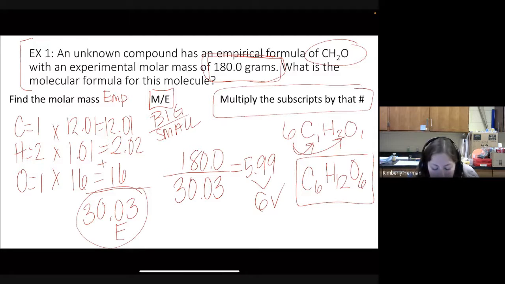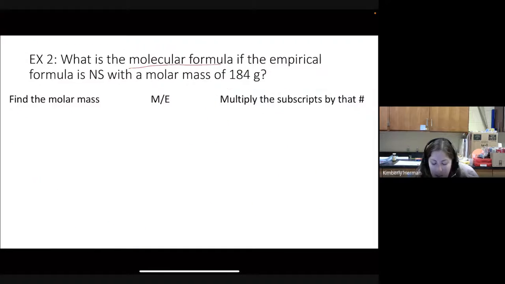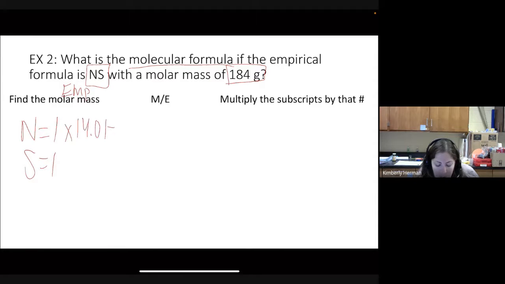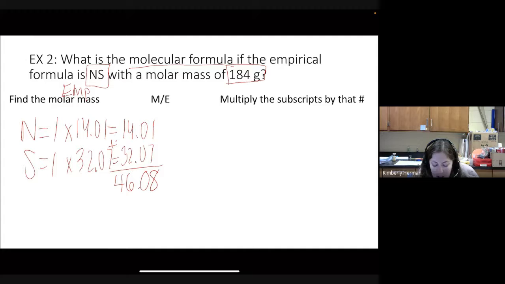So example number 2 says, what's the molecular formula if the empirical formula was NS with a molar mass of 184? So first you have to find the empirical molar mass. So we have to add up 1 N and 1 sulfur. So we're going to times it by 14.01. Where did I get that number? From the periodic table. So we have our 14.01 and 32.07. So we have our 32.07, a little mental math here. We're going to get our 46.08 as our empirical.